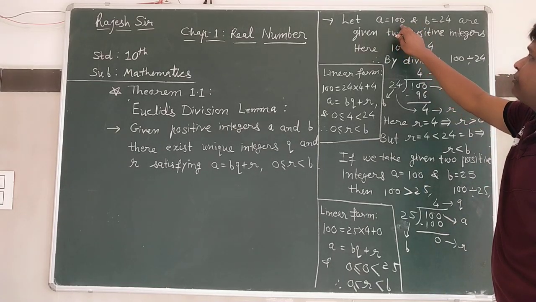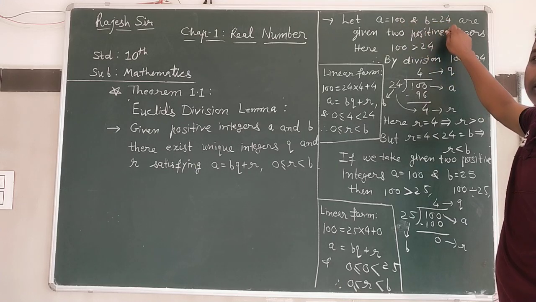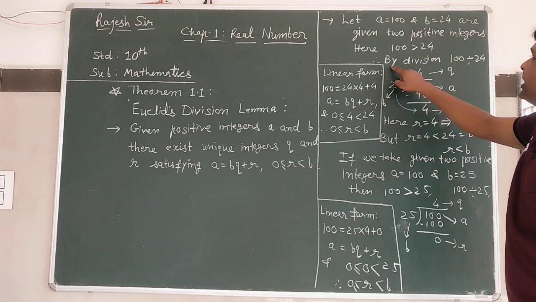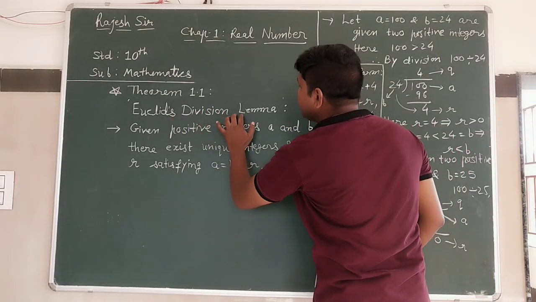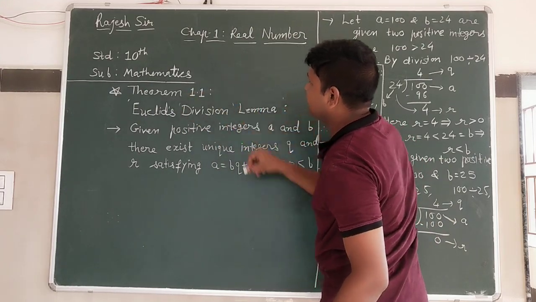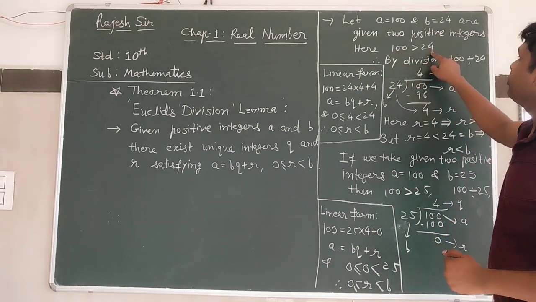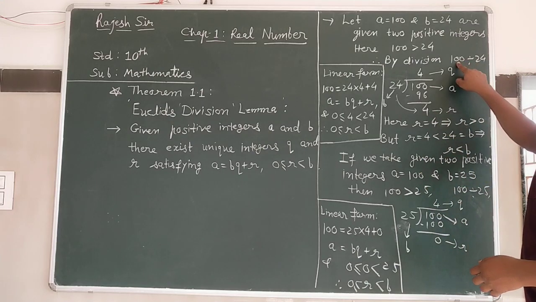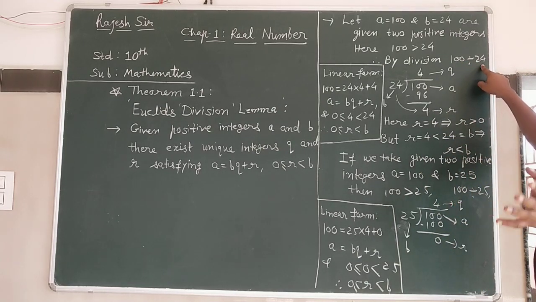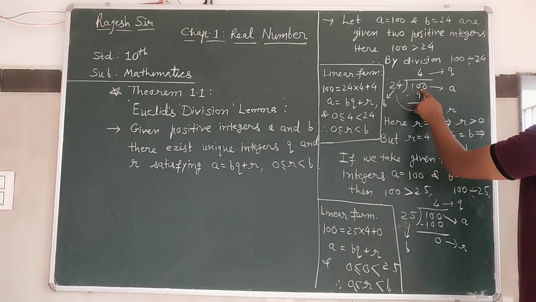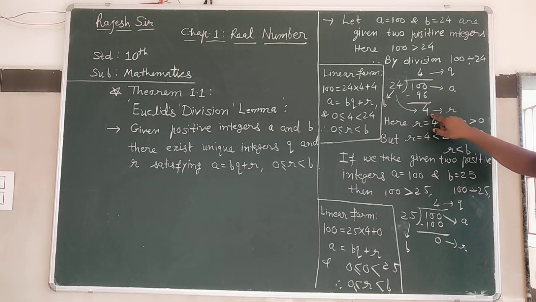Now the first step: you have to see which positive integer is greater than the other. Here 100 is greater than 24, right? Because the heading is Euclid's division lemma, division comes in. We have to divide 100 by 24. Simple maths. If 24 divides 100, 24 fours are 96. 100 minus 96 will give 4.